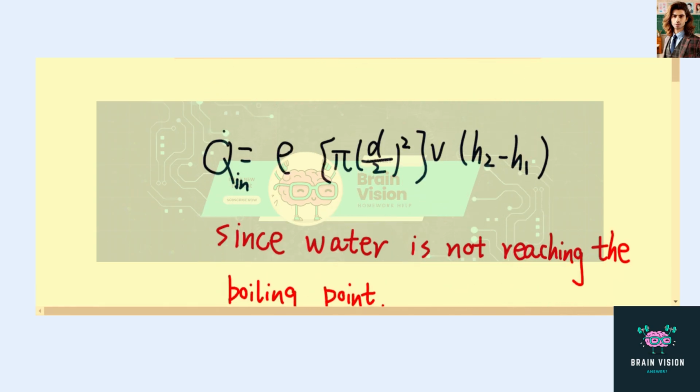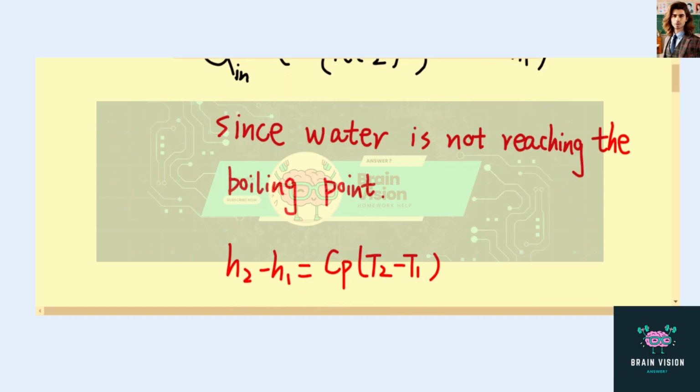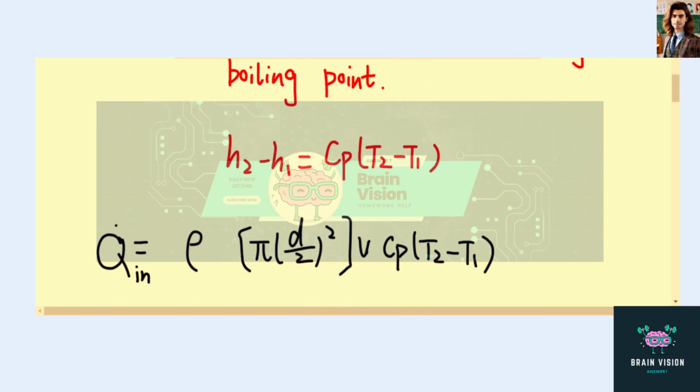So in this question, since we know the water is not reaching the boiling point, the water is not turning into saturated liquid, which means that we can use the specific heat of the water at a constant pressure. So we have h2 minus h1 is equal to Cp times (T2 minus T1). T2 is the final temperature, and T1 is the initial temperature. So now we have Q dot in is equal to rho times pi times (D over 2) to the power 2 times V, and then times Cp times (T2 minus T1).